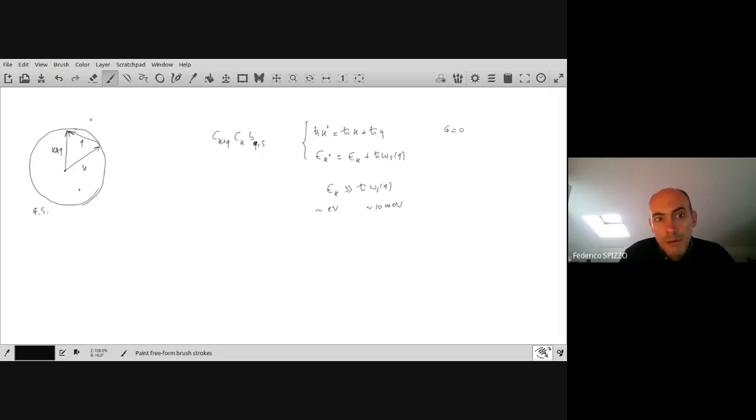What is now another feature related to this change of orientation of the vector that describes the electron state? We know that the velocity of one electron is defined as 1 divided by h bar, the gradient with respect to k of the energy.